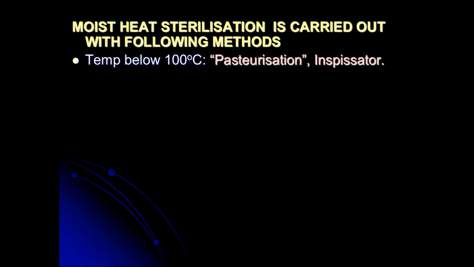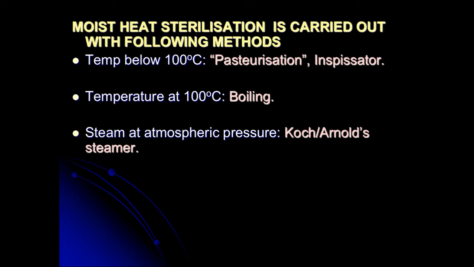Now we'll see the different methods used under moist heat sterilization. The first is temperature below 100 degrees centigrade, which mainly includes pasteurization and inspissation. The second method is temperature at 100 degrees centigrade, that is boiling. The third one is steam at atmospheric pressure, and for that purpose we use the Koch steam sterilizer or Arnold steamer. And the fourth, most commonly used in various hospitals and laboratories, is steam under pressure, that is the autoclave.